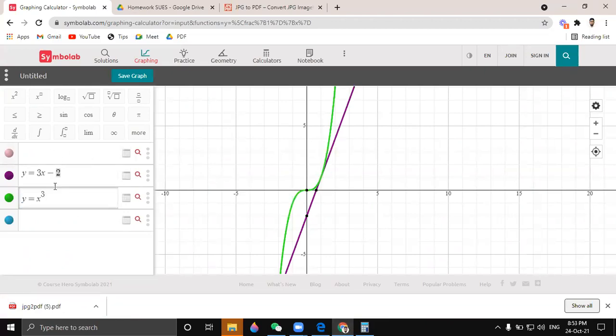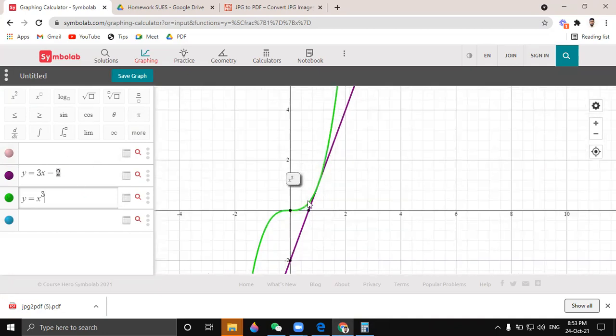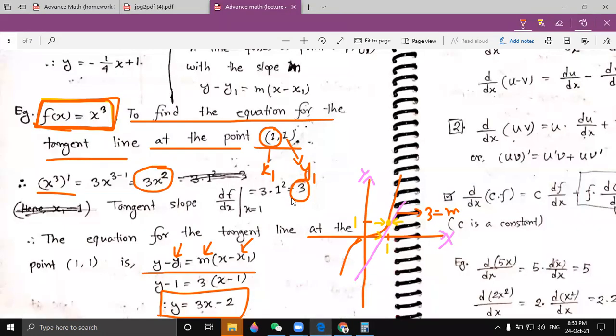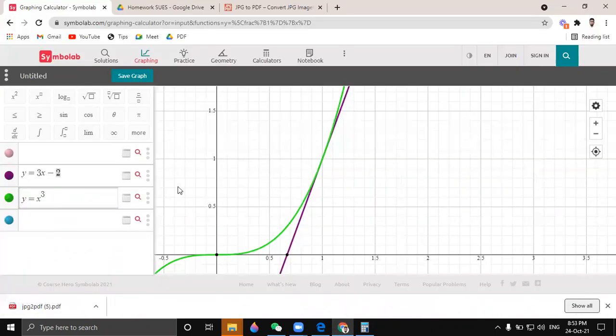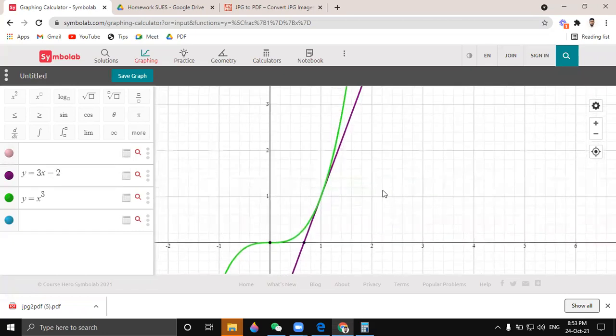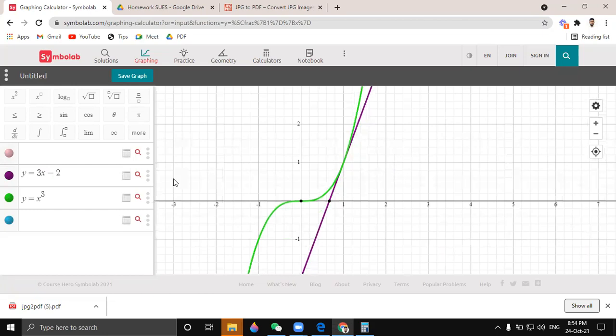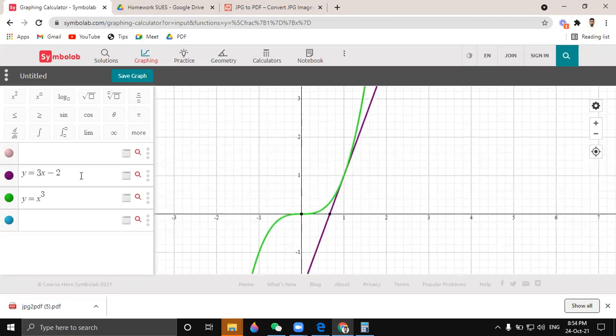Then we can see that our tangent line is intersecting the main function at one point. At this point we have a slope. This slope is 3, and the line is y is equal to 3x minus 2. That means it is our tangent line. So how can we draw this graph? This was drawn on a computer, but how do we find the values? Let me show you how we can find them.